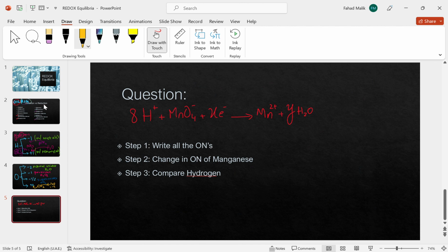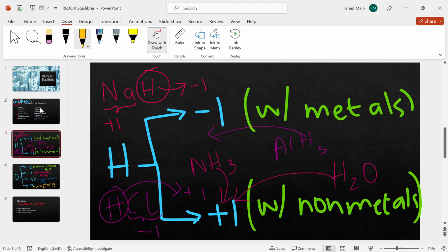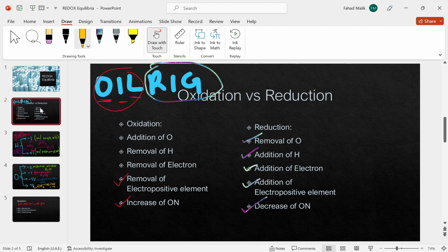I hope today's lecture is clear. We looked into the difference between oxidation and reduction. So OIL RIG. Oxidation is loss of electrons, loss of hydrogen, and addition of oxygen, as the name states. Addition of oxygen means addition of an electronegative element, therefore removal of an electropositive element, and it's an increase of oxidation number. So we've learned all of these.